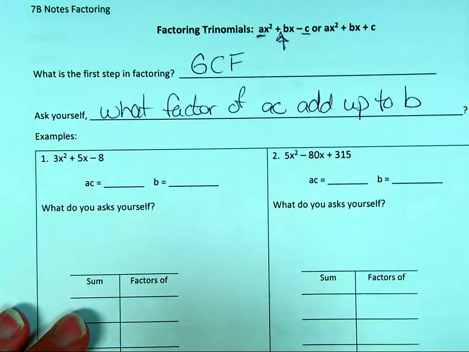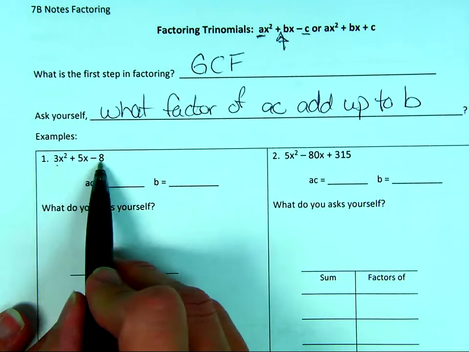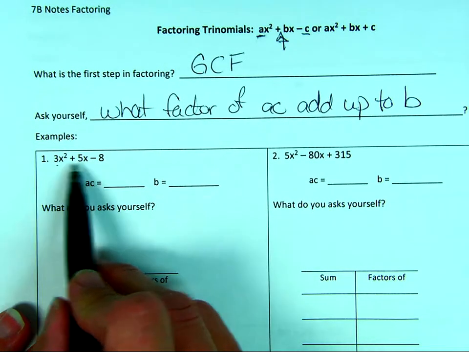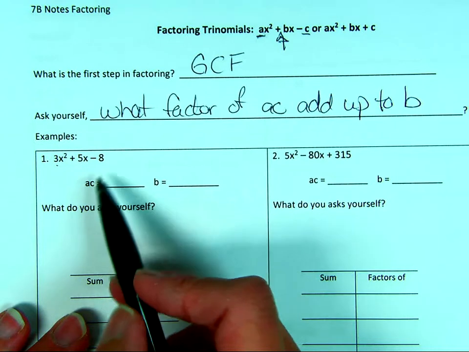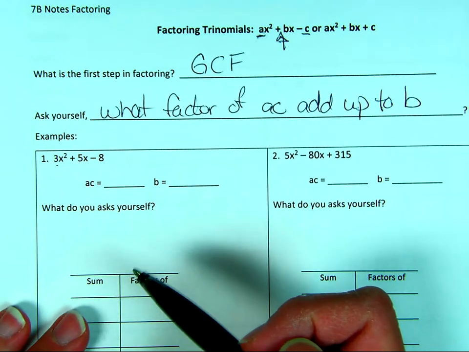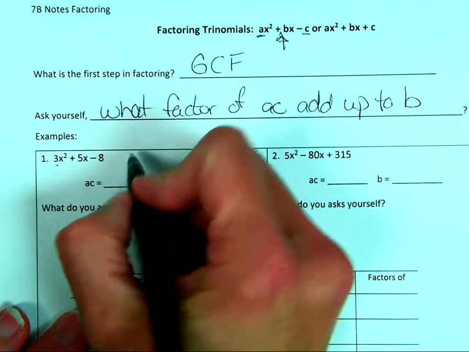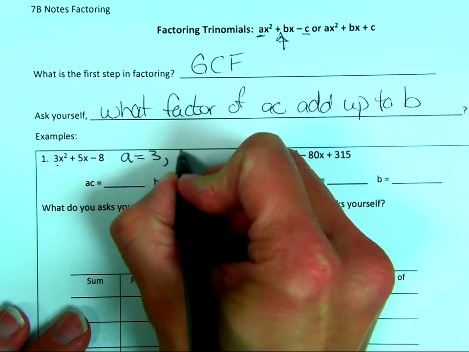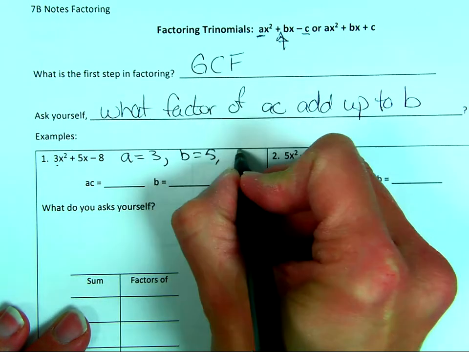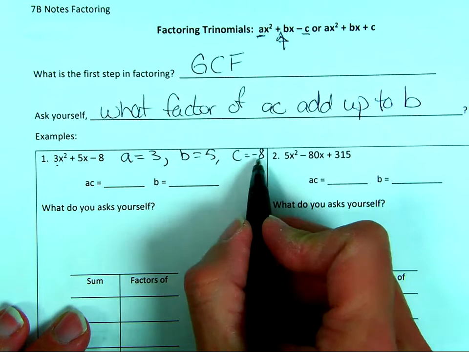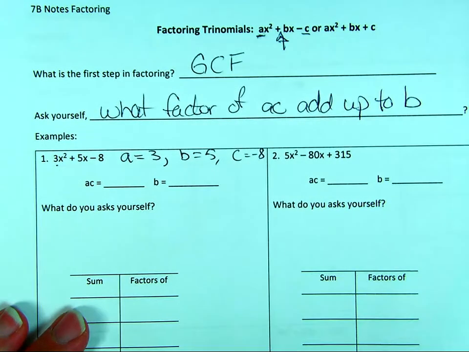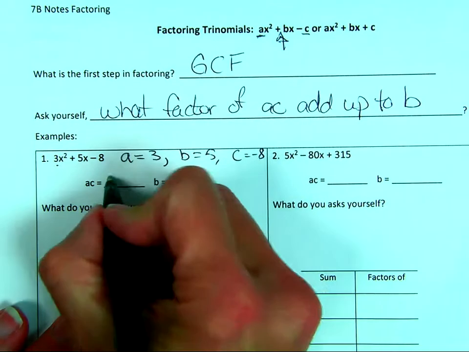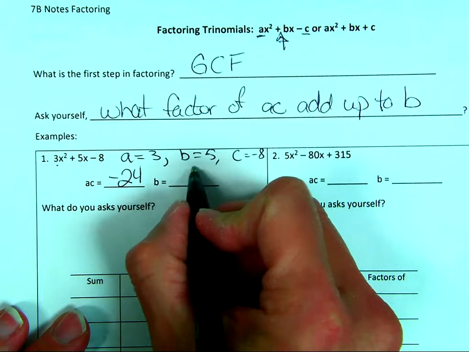Okay, so the first thing we're going to do is ask ourselves, is there a greatest common factor? No, 3, 5, and 8. 3 and 5 don't have anything in common. There's no x over here, so we're good. So we're going to actually multiply A and C. If you don't know what A and B and C are, then we probably want to write that down. So A, B, and C, including the sign in front of it, so that's a negative 8. So we're going to multiply A times C, we get a negative 24, and B is 5.